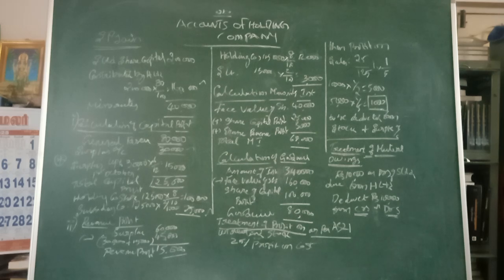Just now I explained the treatment of profit, and keep in mind that the treatment of profit on unrealized stock should be taken only as per AS 21. Then mutual owing, I also explained just now. Then finally you will have to prepare the balance sheet. So for practice, you try to prepare the balance sheet.